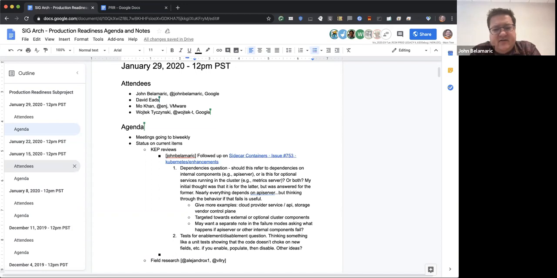Questions for CSI, for example, could be around storage vendors. Anybody can add to these notes if they want to.